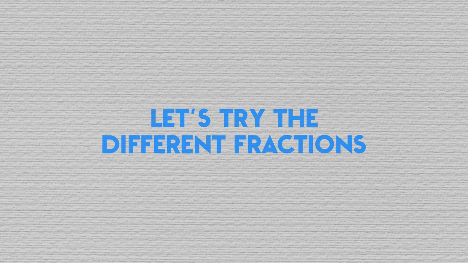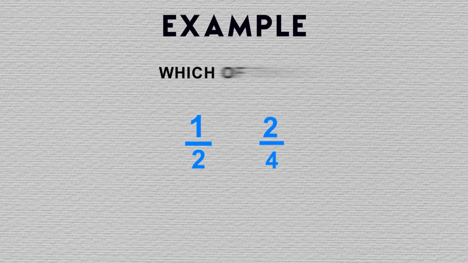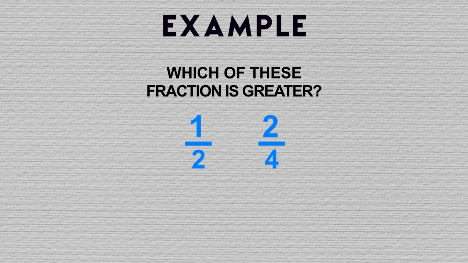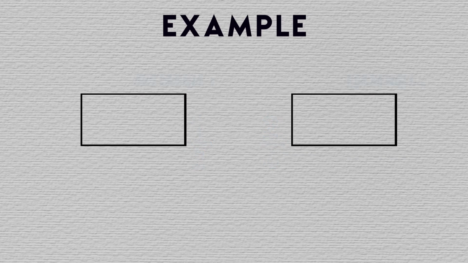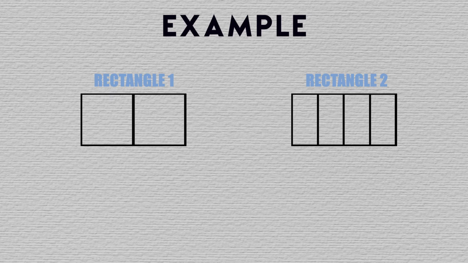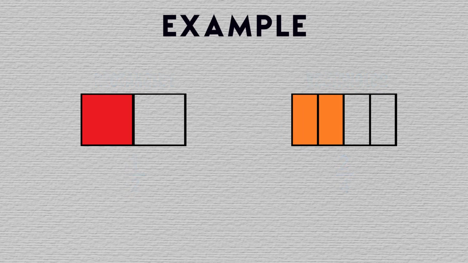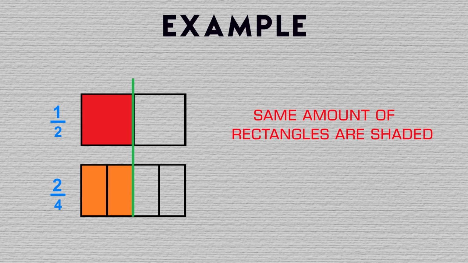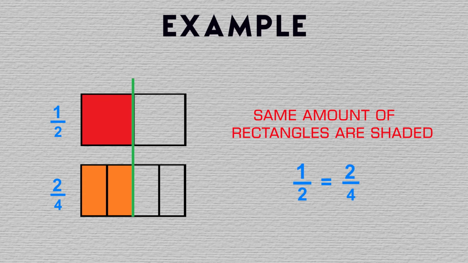Now the different fractions, 1 over 2 and 2 over 4. Again, we start by drawing rectangles and dividing them up into parts, 2 on this one and 4 on this one. Next, we shade the parts of the rectangles according to our top numbers, 1 on this one and 2 on this one. Now, all we have to do is to compare. The same amount of each rectangle is shaded. That means these two fractions are equal.